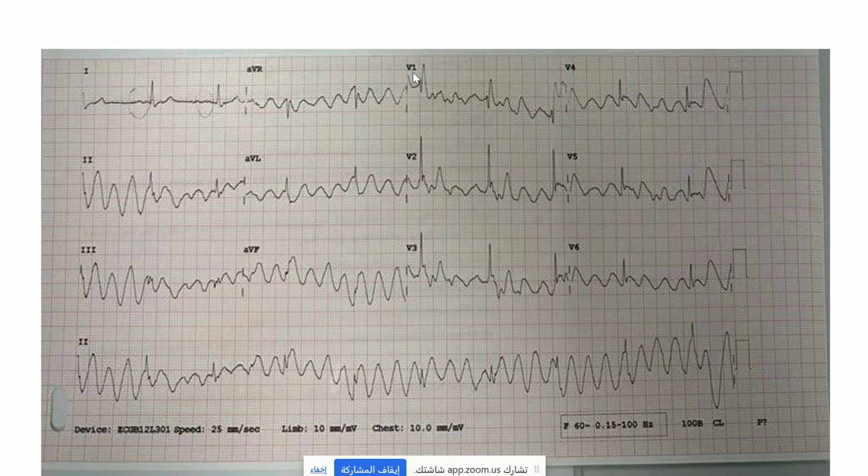Okay, come on guys, this patient has blood pressure 80/60. What do you think? What will you do?